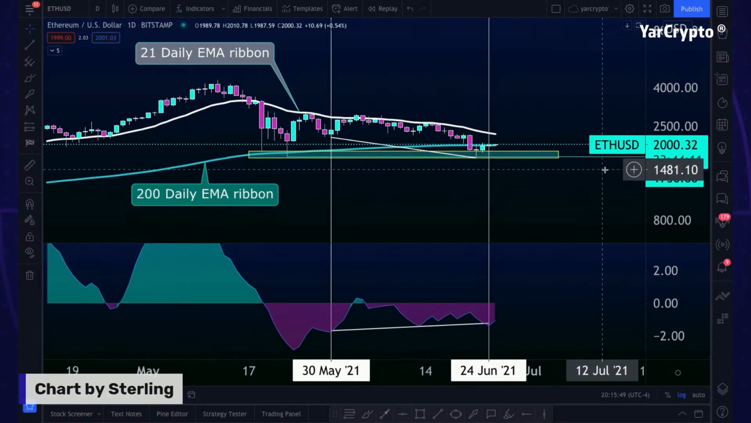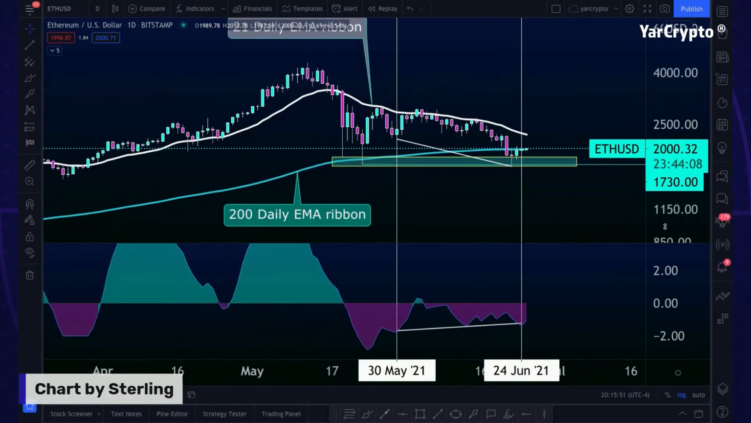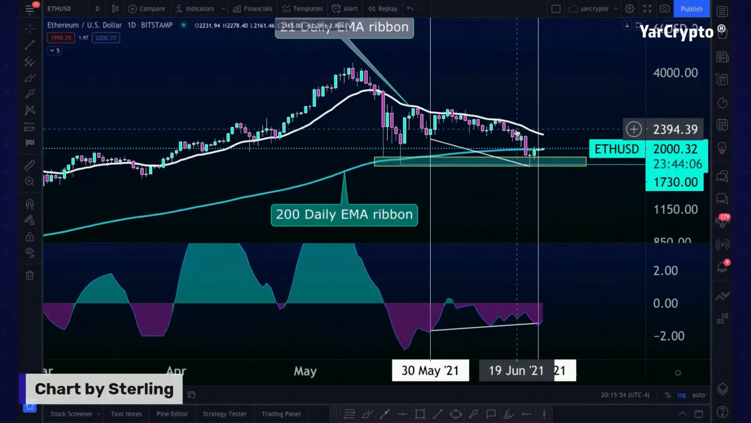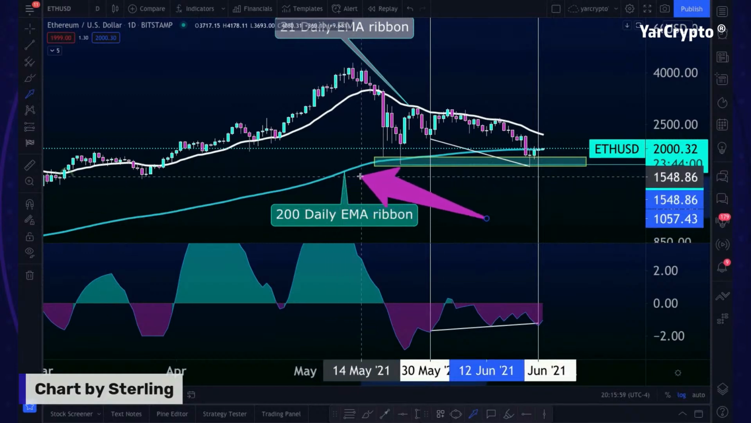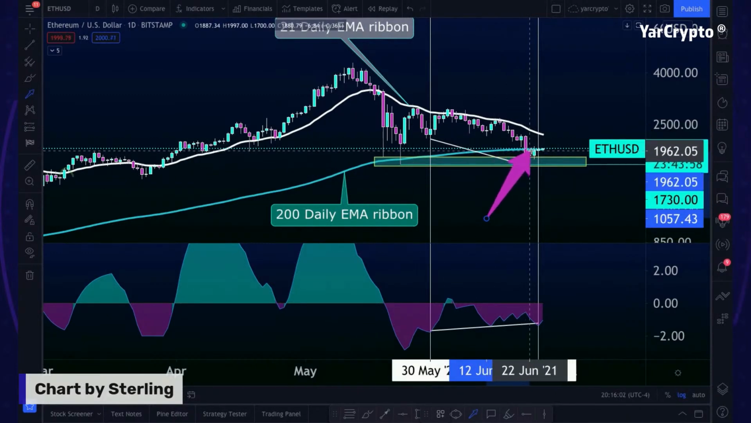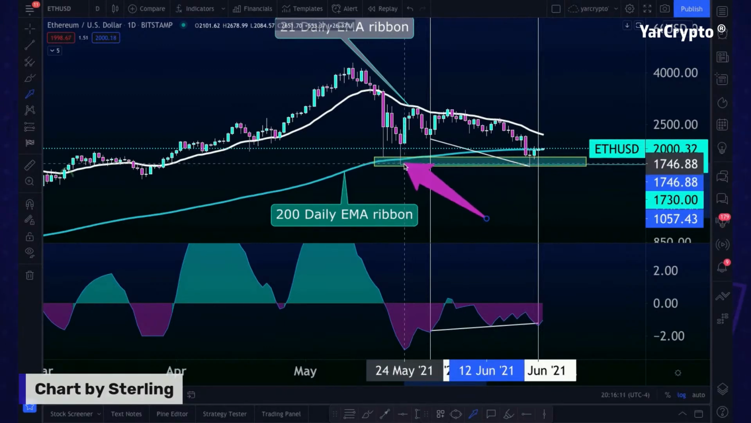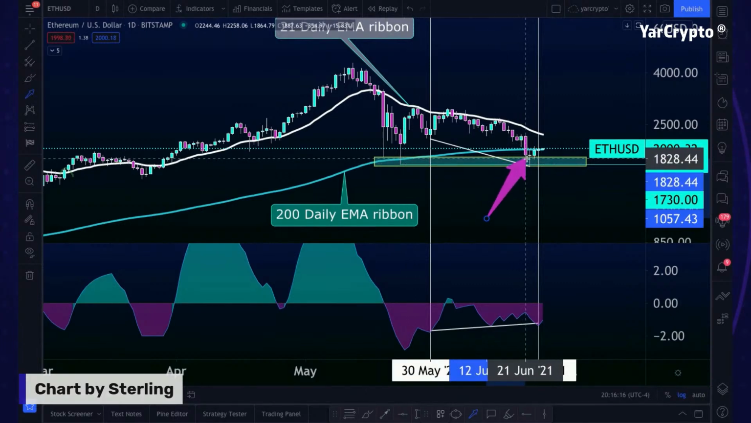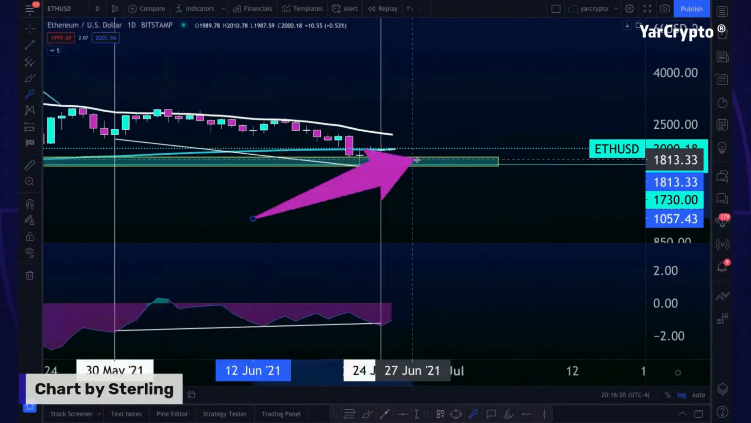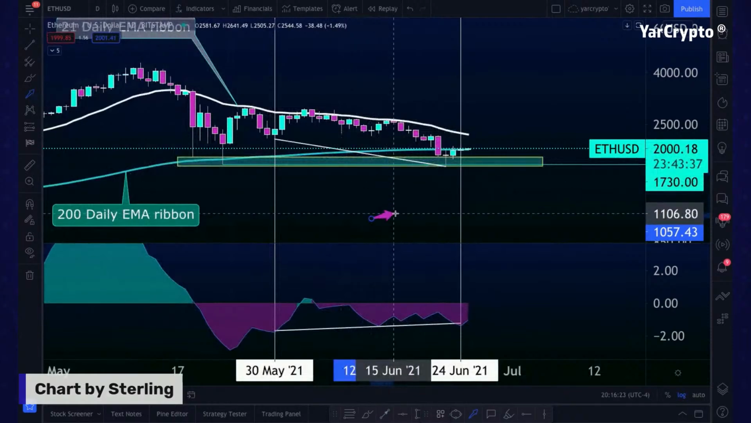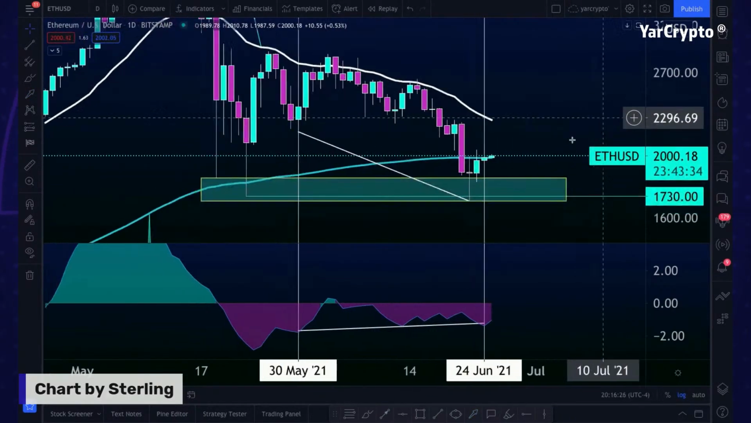All right, awesome. Well, I just wanted to point out something that I was seeing for Ethereum. After we fell through that 200 daily EMA right here, as you can see, we fell through yesterday or 2 days ago, and then we bottomed out, found support from local low support levels from previously in late May, right? So all I wanted to show you guys was we are currently testing that 200 daily EMA, seeing if we could break above it.